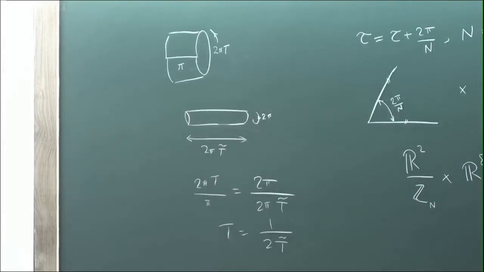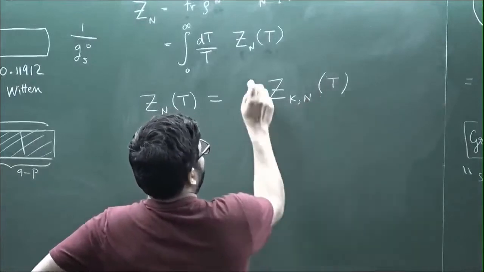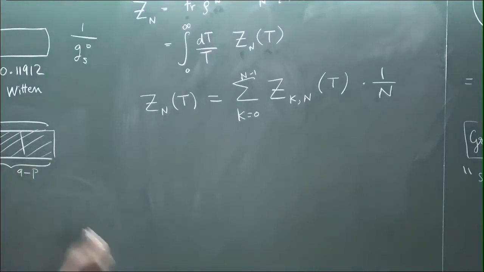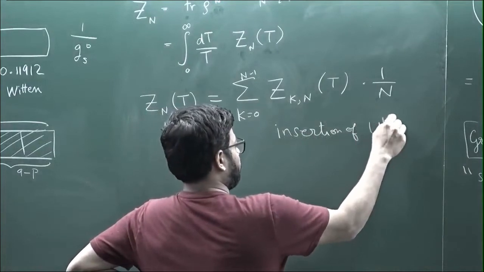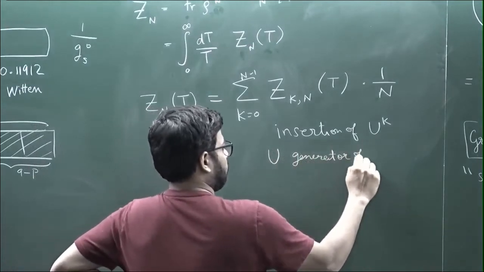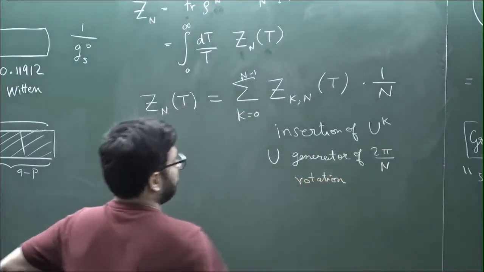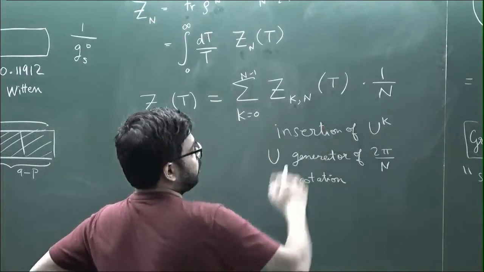So Z_n of t can be written as Z_kn of t, sum over k going from 0 to n minus 1, times 1 over n. So what this Z_kn is, instead of trace of e to the minus Ht, there's an insertion of the operator U to the k, where U is the generator of 2 pi over n rotation, right? The thing that you orbifolded. So this is all we have to do. We have to compute this. So now Z has k, n, and t in it.